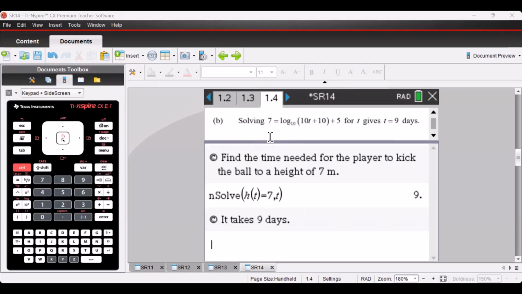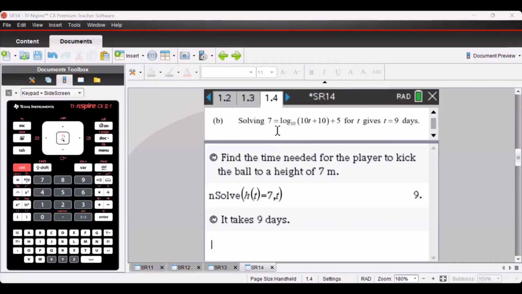And in fact, you can also see that by substituting t equals 9 in here: 10 times 9 is 90, 90 plus 10 is 100, log to the base 10 of 100 is 2, and 2 plus 5 is equal to 7. So it's quite a straightforward equation to solve.